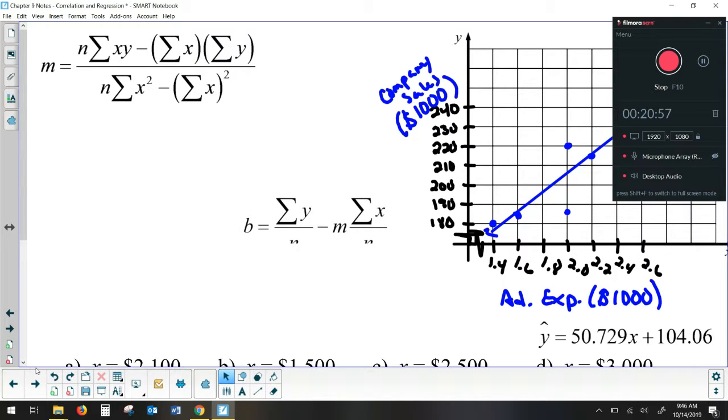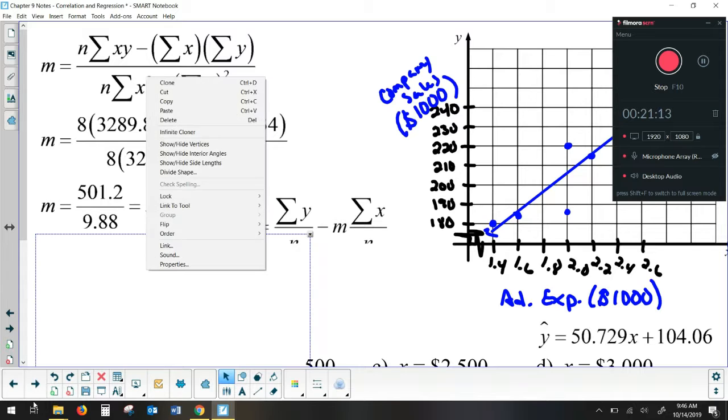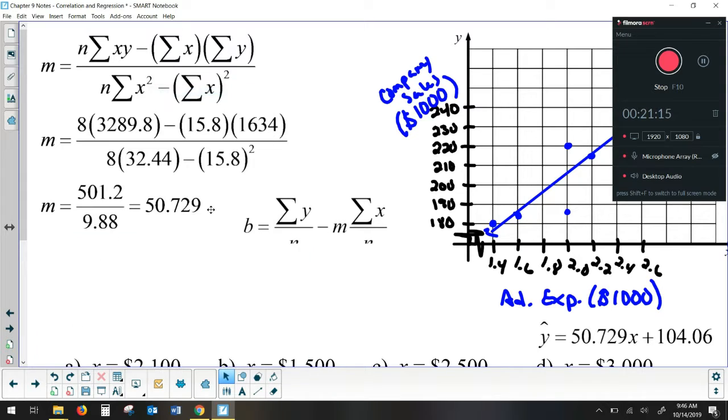For m, you should be typing in this right here, 8, because our n is 8 this time. We had 8 numbers, 8 salaries. You will get 501.2 all over 9.88 equals 50.729. Take that, plug it into your b. Plug it into your b value.